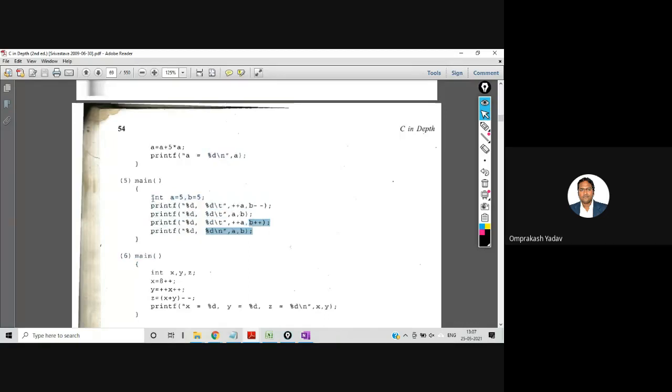So all of you write this and just let me know the output. a is equal to 5, b is equal to 5, then printf with %d, then comma, %d, then slash t, then a plus plus, b minus minus, then a plus plus, b plus plus. Just let me know the answer.